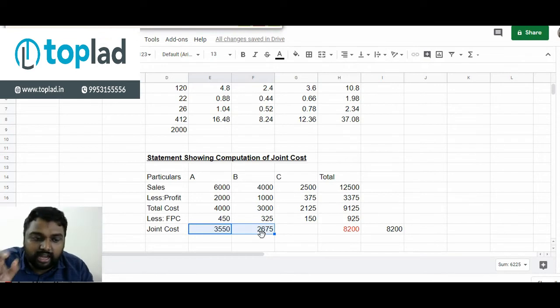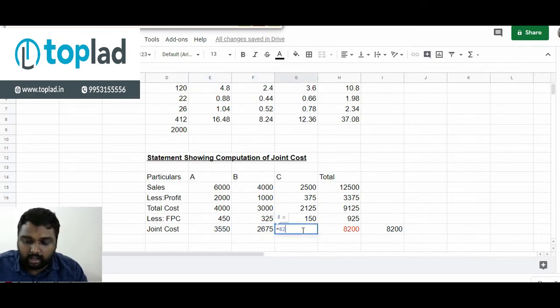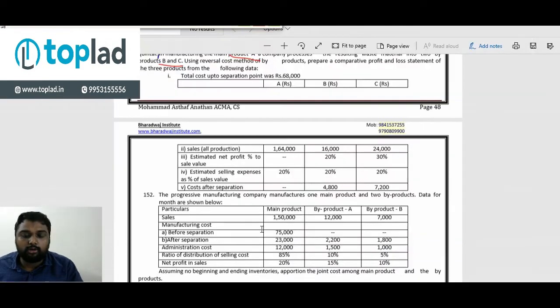Total we know it is 8,200. A and B we know, we can take the sum total. Balancing figure is only C. So C will be 8,200 minus the sum total of these two items. Are you clear? That will be exactly the same answer. Any doubt, please ask. Got it? So this only we are going to approach in this question also.